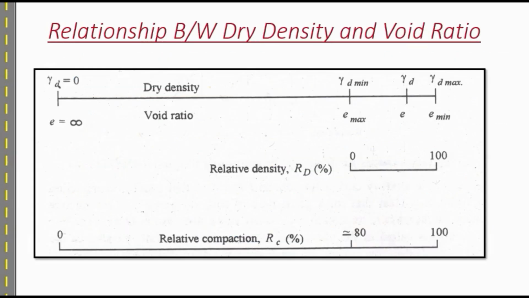This is a relationship between dry density and void ratio. Here you can see if gamma D maximum dry density is equal to 0, then the void ratio E will be infinity, as gamma D is minimum and E void ratio will be the maximum. This is a graphical representation of dry density, void ratio and relative compaction.